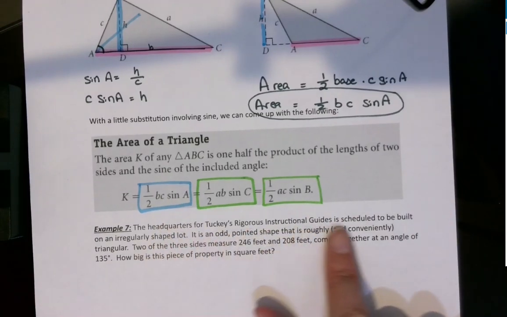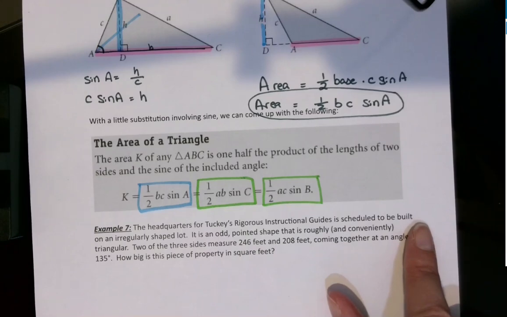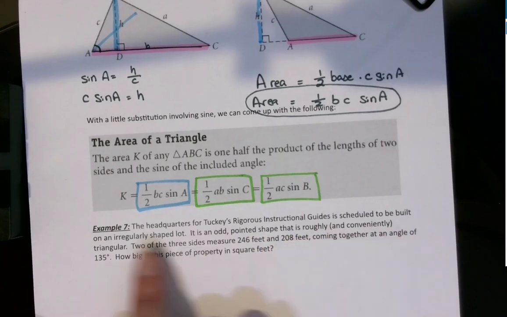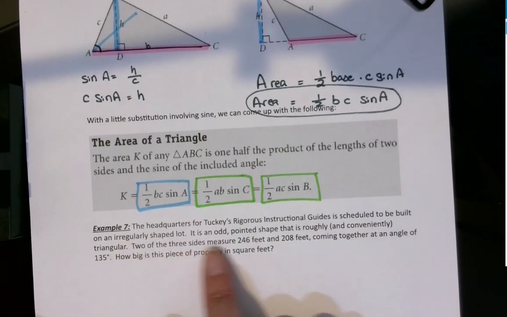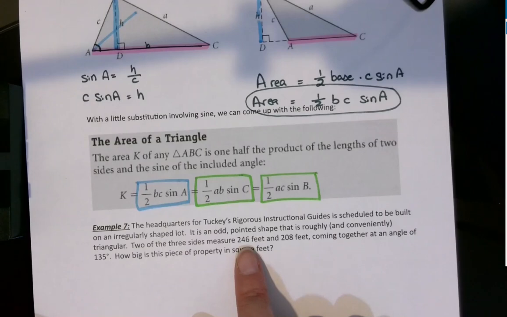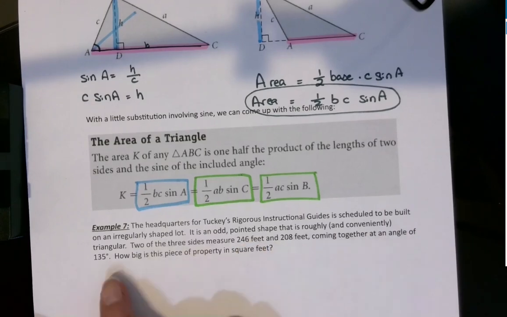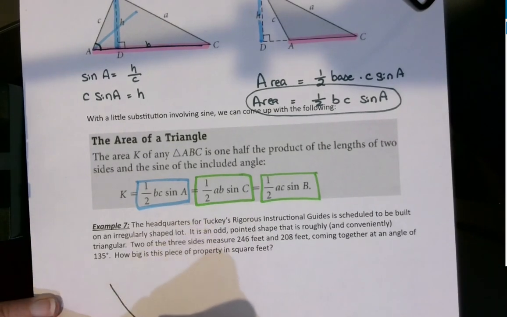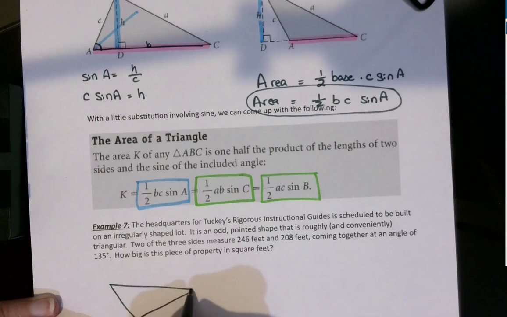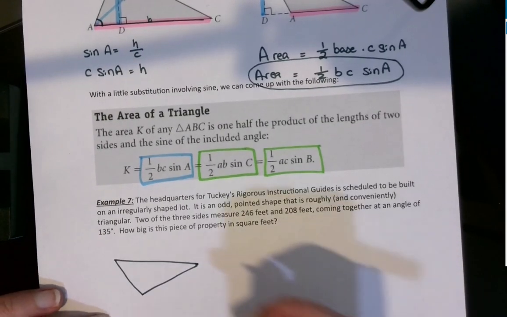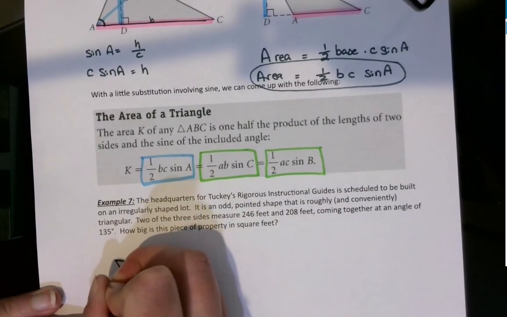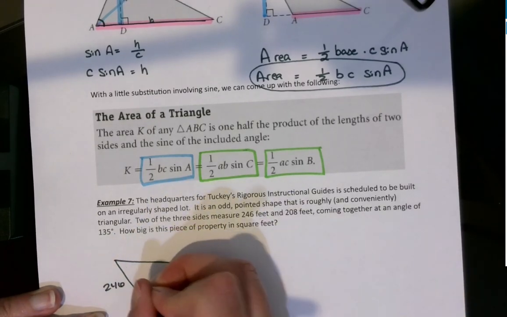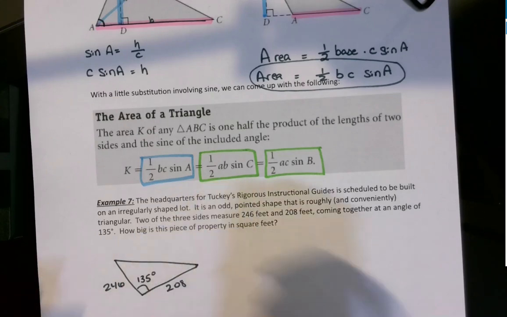In this example, the headquarters of a building is scheduled to be built on an irregularly shaped lot. It is roughly and conveniently triangular. 2 of the 3 sides measure 246 feet and 208 feet, coming together at an angle of 135 degrees. How big is this piece of property in square feet? So it's a roughly triangular piece of land. We have 2 sides that measure 246 feet and 208 feet, coming together at an angle of 135 degrees.